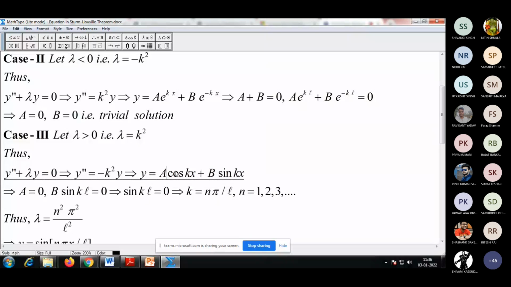Now, if a is 0, then y equal to b sin kx, and we are going to use the second condition, it means 0 is equal to b sin kl. So b sin kl equal to 0. So either b is 0 or sin kl is 0. If b is 0, then again we get the trivial solution. We are not interested in the trivial solution. That's why sin kl is equal to 0.